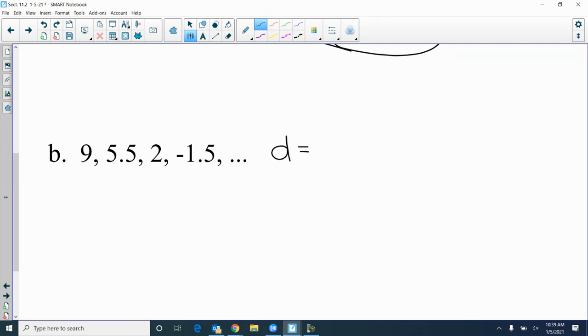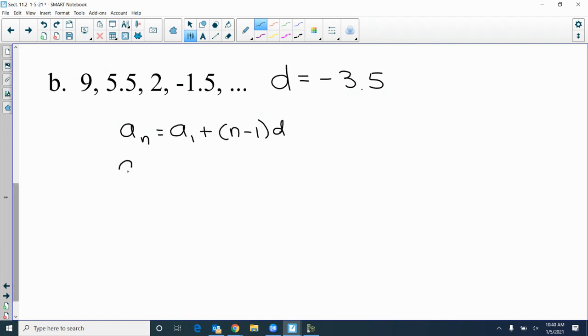Mackenzie, what's my D value? -4.5. Say that again. I don't think it's 4.5. I think it's close, one too far down. -3.5? Yeah. So D is -3.5. And now I got a sub n equals a sub 1 plus n minus 1 times d. I'm just going to substitute in and simplify.